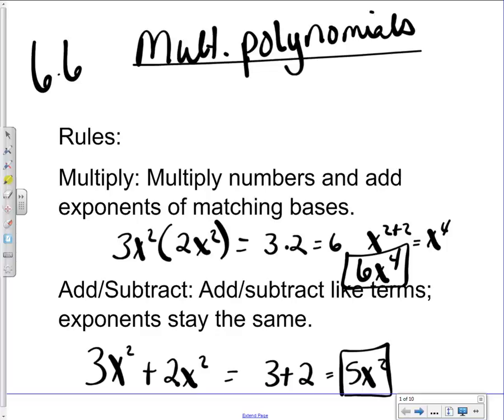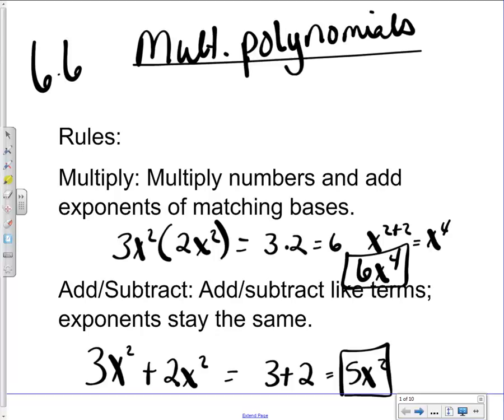All right, 6.6 is multiplying polynomials. And so I put some rules up here. 2 rules I need you to know. The first one is if you're multiplying, you will multiply the numbers and you will add the exponents of the matching bases. So I did an example.